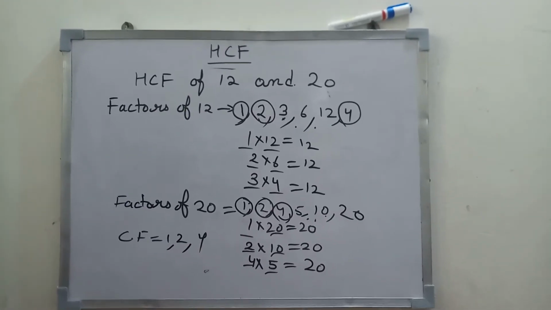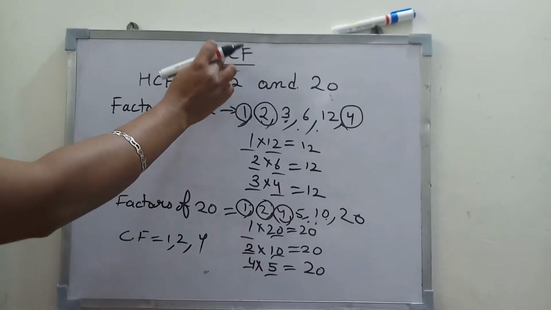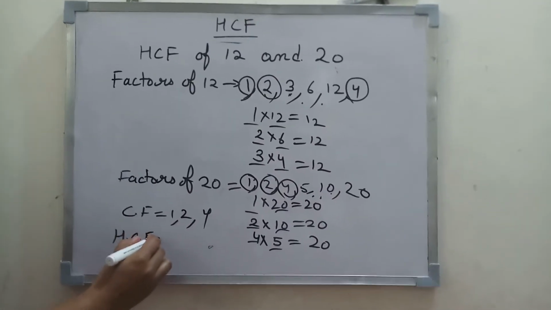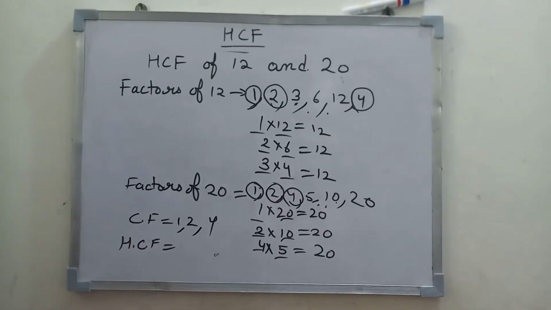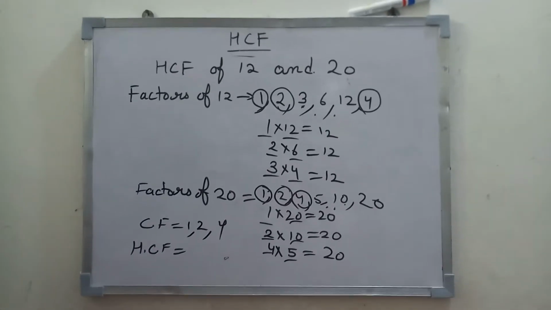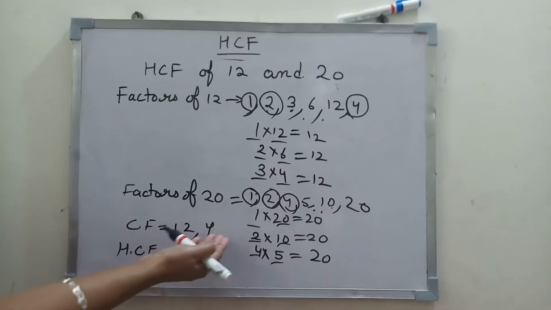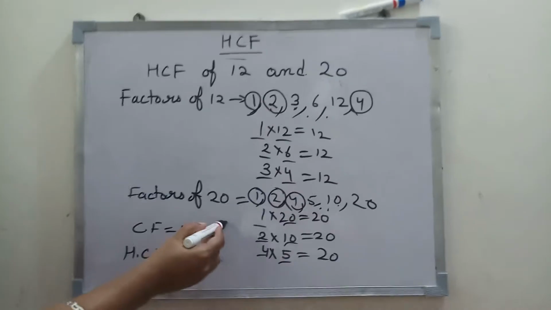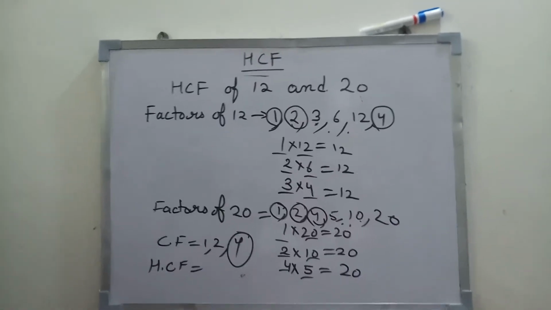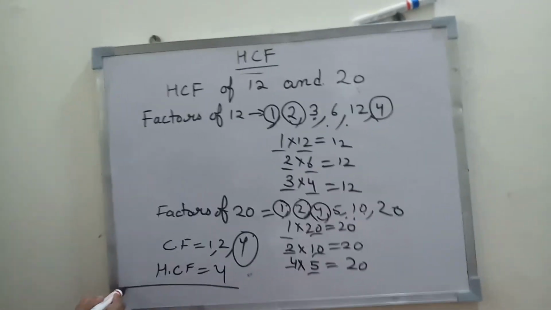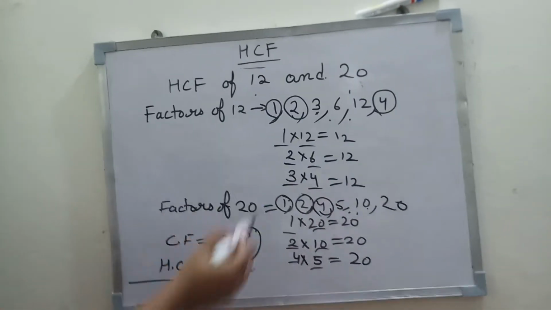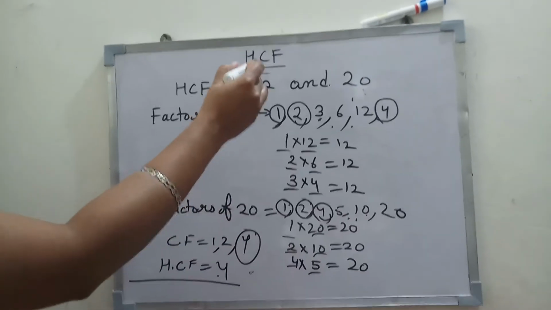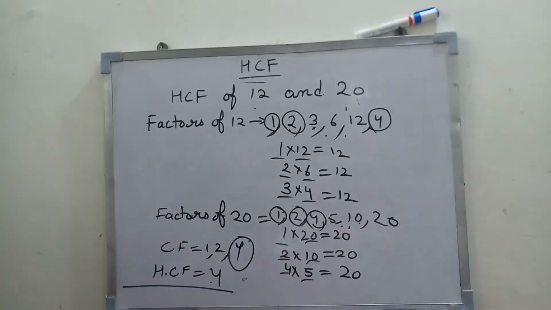But what is our target? Our target is to find out the highest common factor. So dear children, the highest common factor is the greatest factor among all these factors. You can very well see that 4 is the greatest factor. So HCF of 12 and 20 is 4, and that is by finding out the factors.